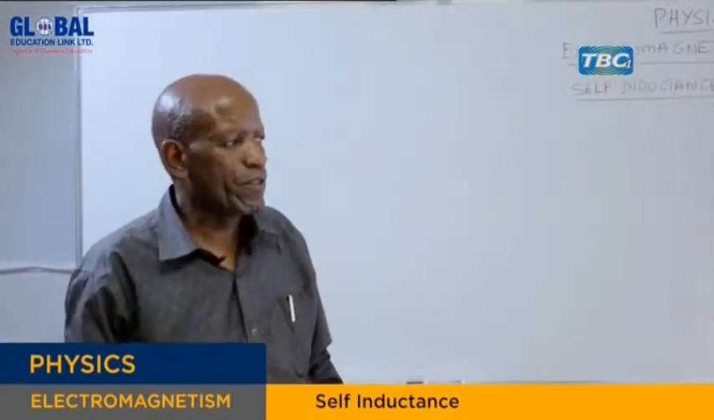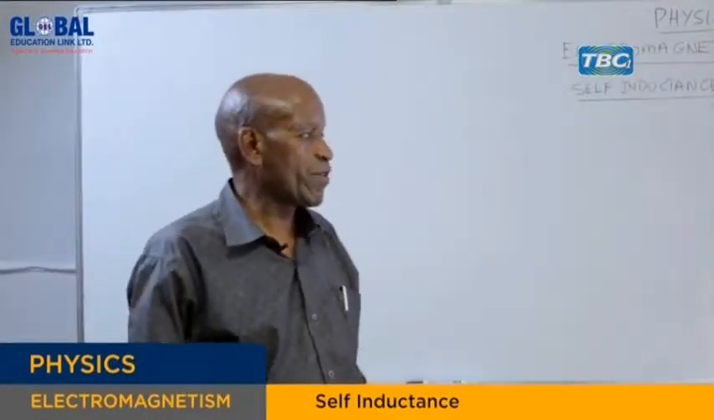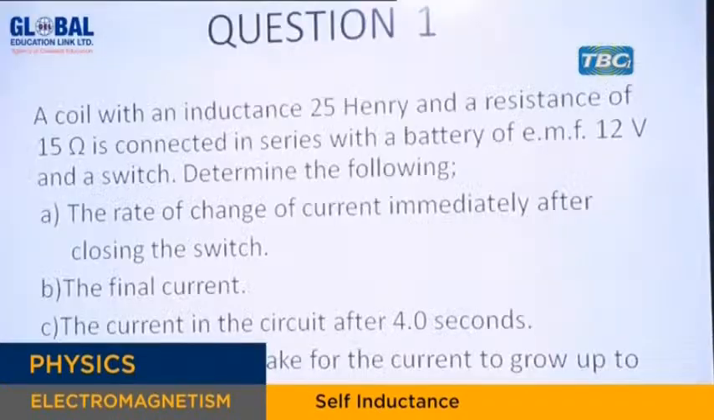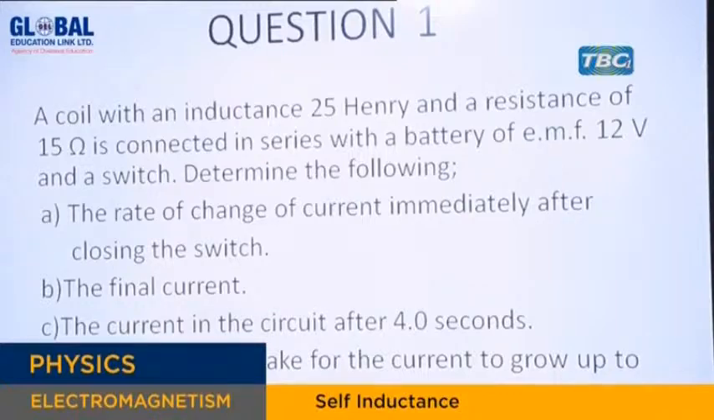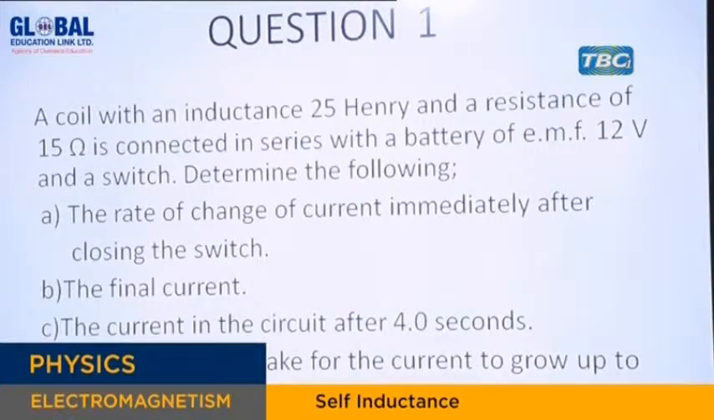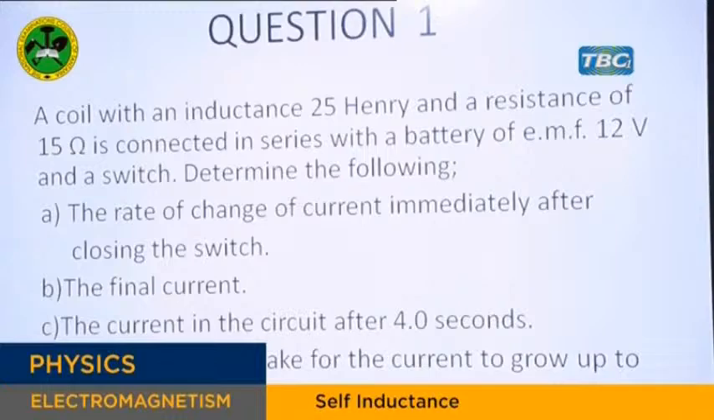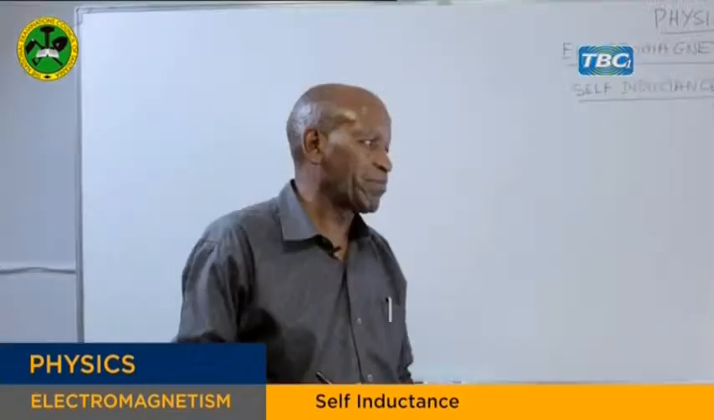Okay students, let's go to our first question. A coil with an inductance of 25 Henry and a resistance of 15 ohms is connected in series with a battery of EMF 12 volts and a switch. Determine the following. A: the rate of change of the current immediately after closing the switch. B: find the final current. C: find the current in the circuit after 4 seconds. D: how long does it take for the current to grow up to 0.45 ampere?